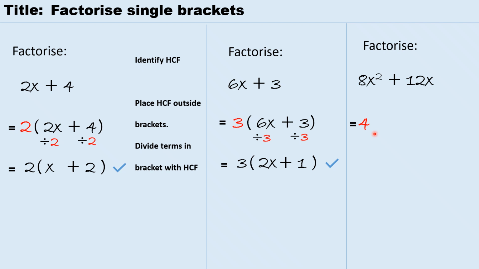So we can get an x from 8x squared. We can also get an x from 12x. This means x is also a factor. And then we place the initial expression inside of the bracket. And then finally we divide by our highest common factor.